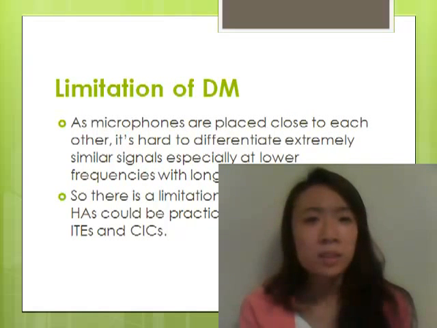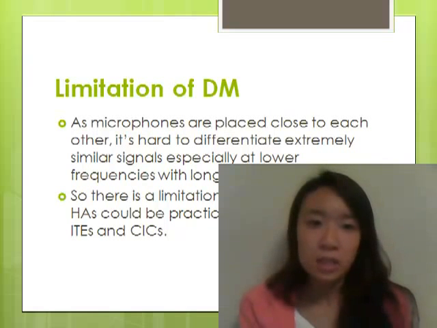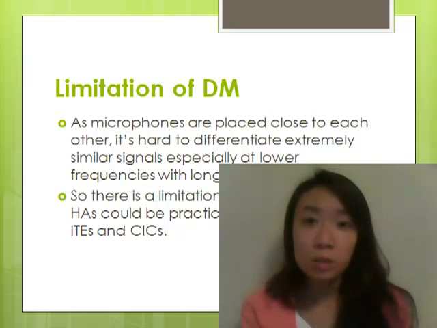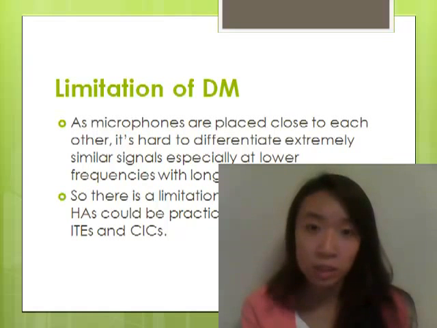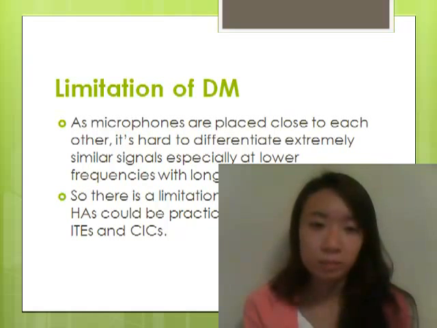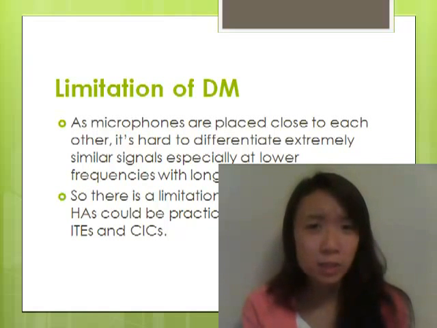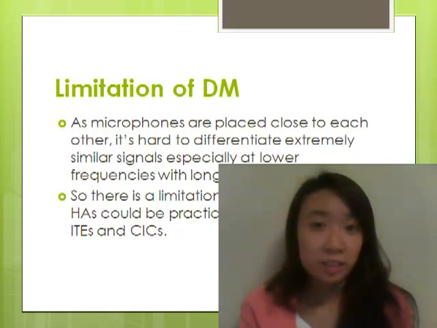So, what's the limitation of a directional microphone? Since the microphones are placed close to each other due to the limited space on the hearing aid, it is extremely difficult to differentiate the extremely similar signals, especially with lower frequencies, which have a longer wavelength. So there is a limitation on how small directional microphone hearing aids could practically be, especially on the CICs, ITEs, and in the canals.